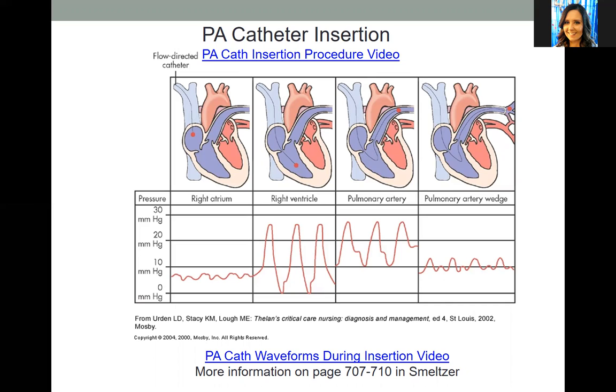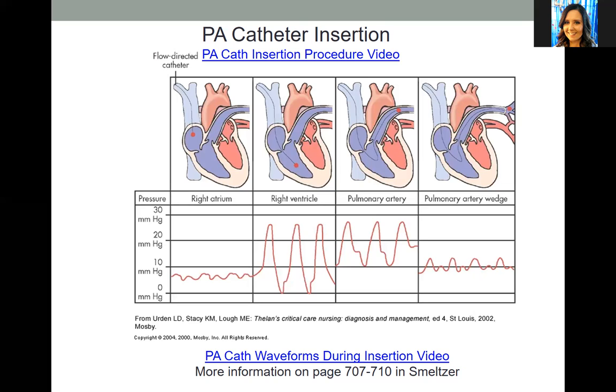Then it passes through the pulmonic valve into the pulmonary artery. Still see an arterial-like waveform. Then once that balloon wedges, our waveform becomes smaller and you see a wedge waveform. So while we're inserting this line, we're printing these waveforms off for the chart or noting them if it's electronically in the chart.